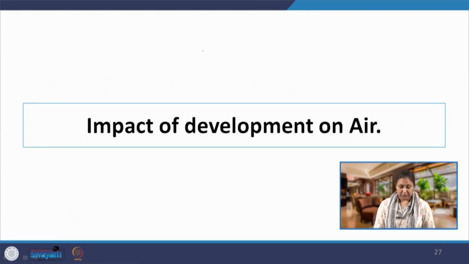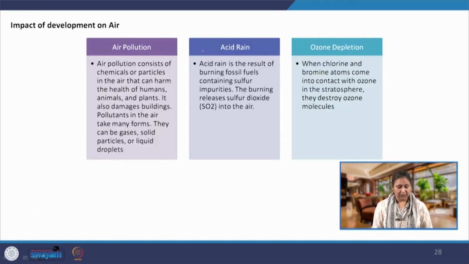Now, quickly moving to the impact of development on air, we are primarily talking about these three impacts. One is air pollution, which is one of the most severe concerns of the day. The second is acid rain, and the third one is ozone depletion.